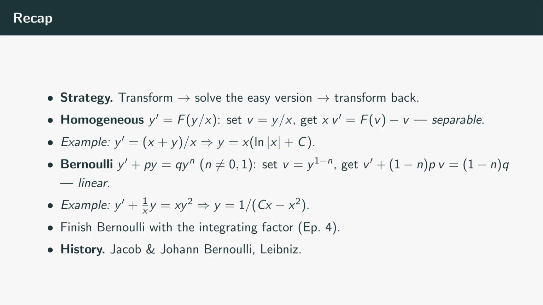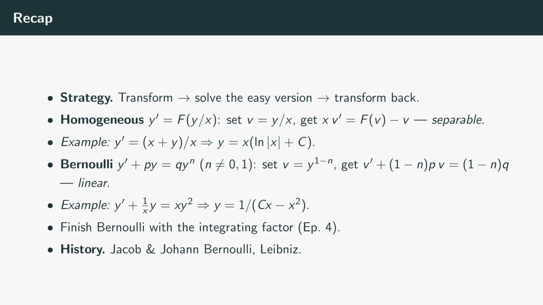Let us recap. The strategy this episode is a single idea: transform a hard equation into an easy one, solve the easy one, and transform back. For homogeneous equations, where the derivative equals a function of the ratio y over x, we substitute v equals y over x and obtain x times v prime equals f of v minus v, which is separable. Our example, dy dx equals x plus y over x, gave y equals x times the quantity log of the absolute value of x plus c.